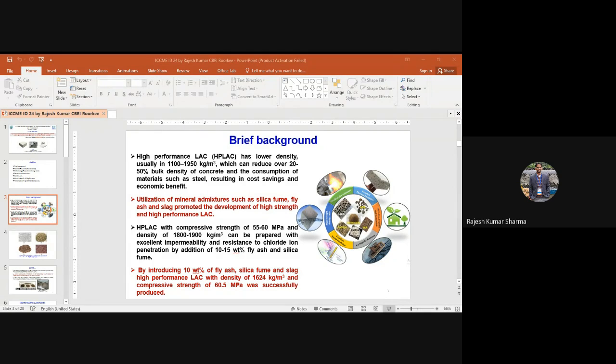So the need for research was, as India is the second largest producer of brick in the world, and it makes about 200 million ton.